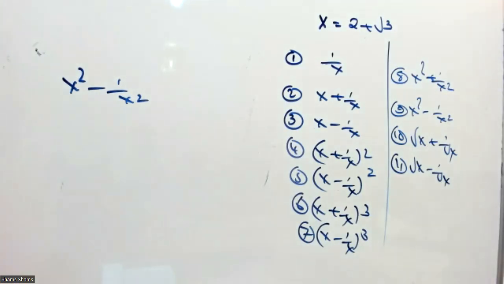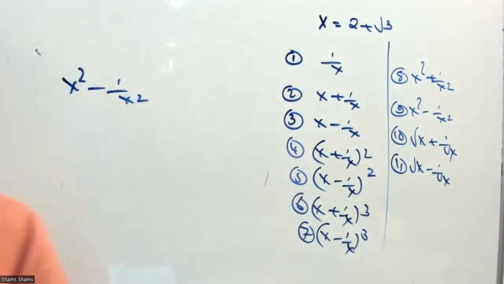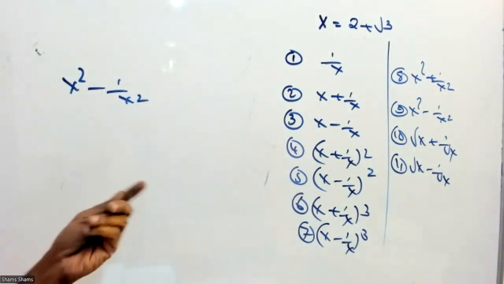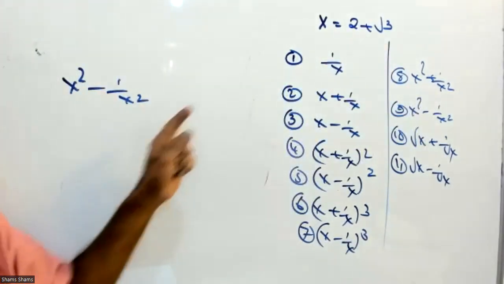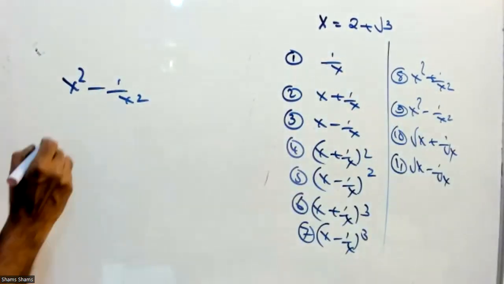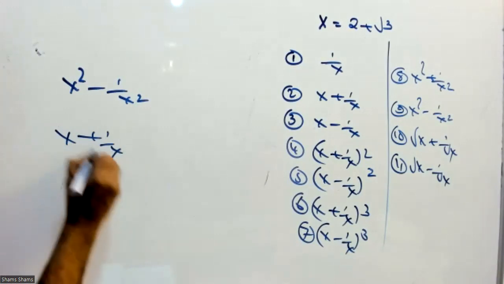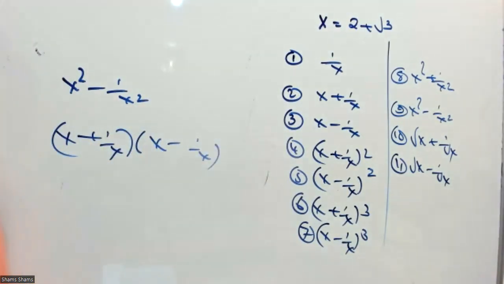It's the easiest way. If you want, you can square x and square 1 by x. X is 2 plus root 3; square it, keep it there. Then 1 by x you square as well, and subtract. It's okay, but I think this one is easier: x plus 1 by x into x minus 1 by x, right? A plus B into A minus B form.